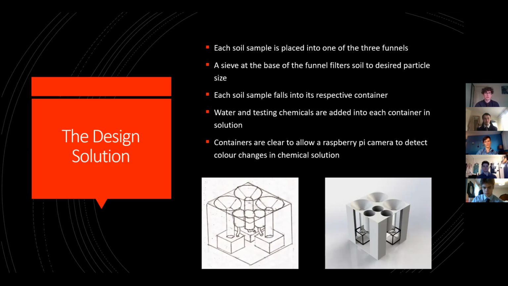The canisters in the solution are connected via a thin pipe to the 3 different containers. Once the soil has made it inside these containers, the solution is transported through the thin pipes, turning the soil into a slurry and allowing the chemical protein test to take place. The containers are made out of glass, allowing a Raspberry Pi camera to detect any change in color.